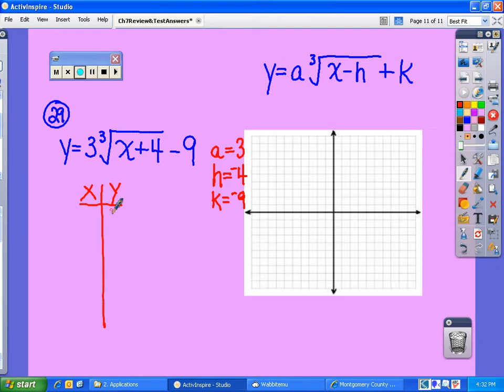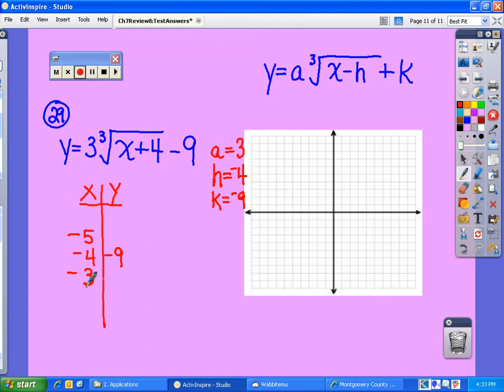The h, k for a cubic function are the middle value, at negative 4, negative 9. Notice if we choose one value before that and one value after that, we should be able to take the cube root.